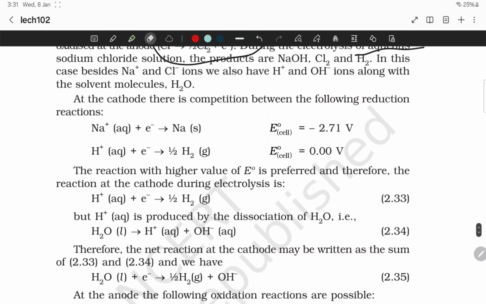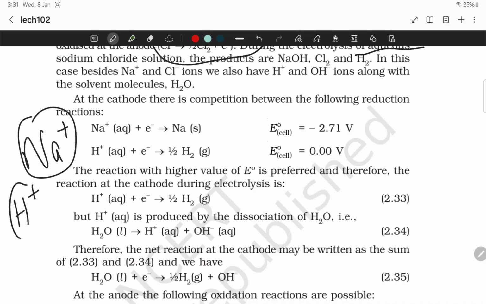In aqueous sodium chloride there is Na+ and H+. There is a competition happening between Na+ and H+ to go to the anode. So who will go to the anode first? Look at the electrode potential value. Sodium has minus 2.71 volt and hydrogen has 0 volt. Going to the anode means they should be oxidized.